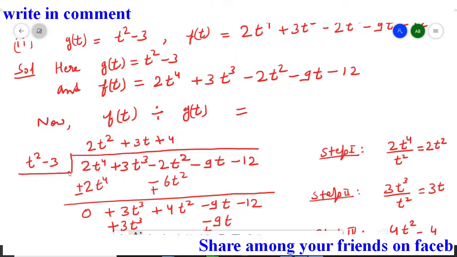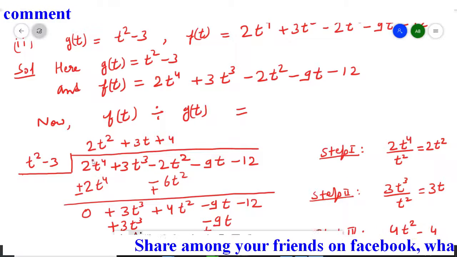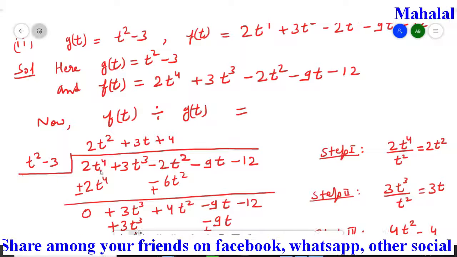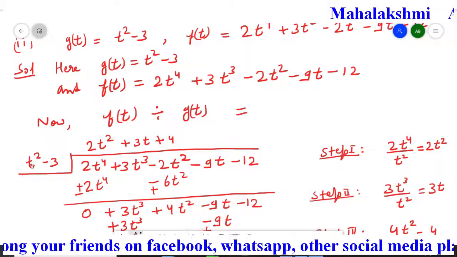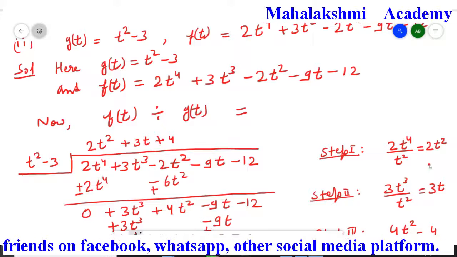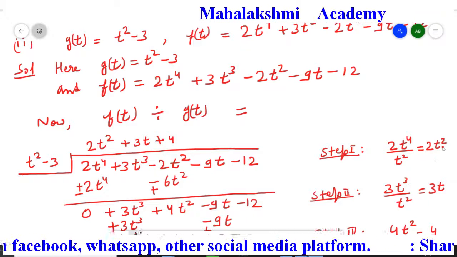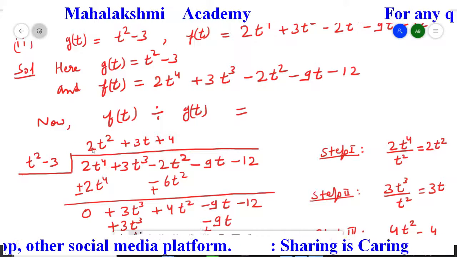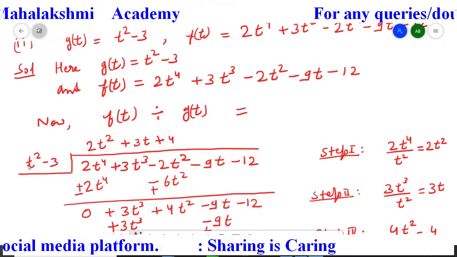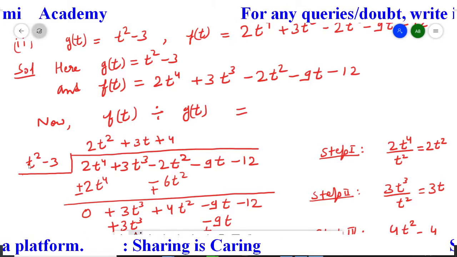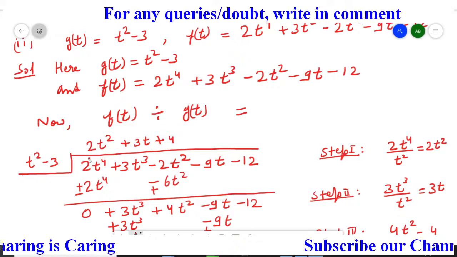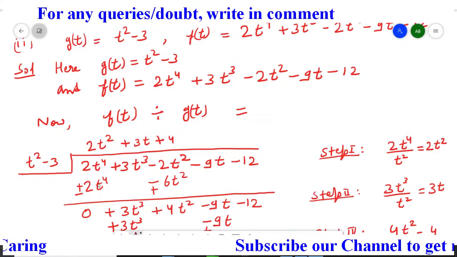So to find out what will come as the quotient, first term you have to divide by the first term. So 2t to the power 4 you have to divide by t square. So when we divide, we will get here 2t square. So that 2t square just write right here. Now this 2t square multiplied by t square. So power is 2 and here also power is 2, so it's going to be 2t to the power 4. That is just written down here.